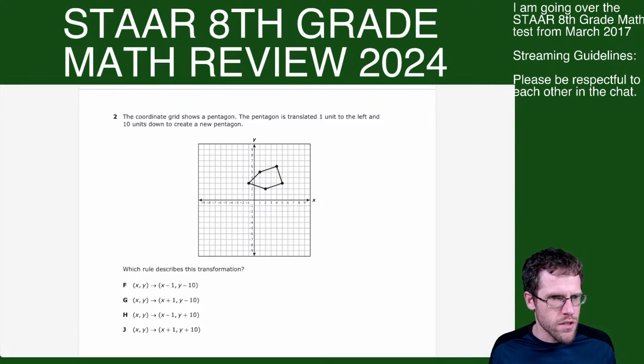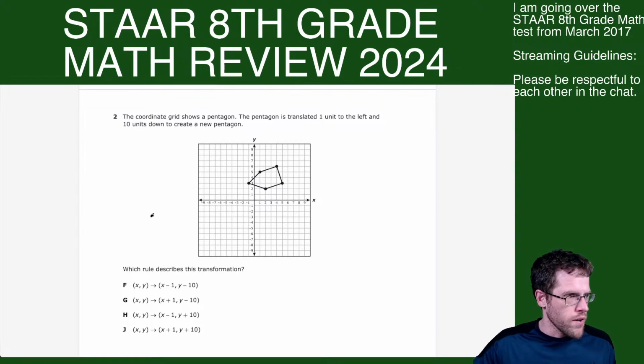From here, this one is just a matter of knowing the rules. We want to know the rules for transforming a shape using this particular set of rules here. All right.